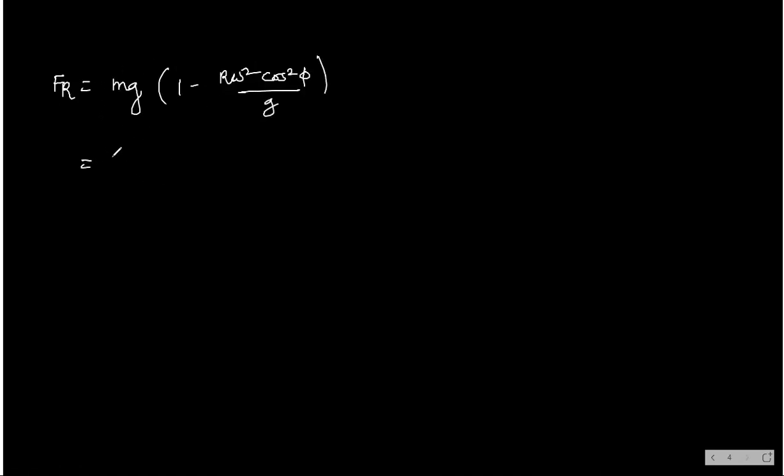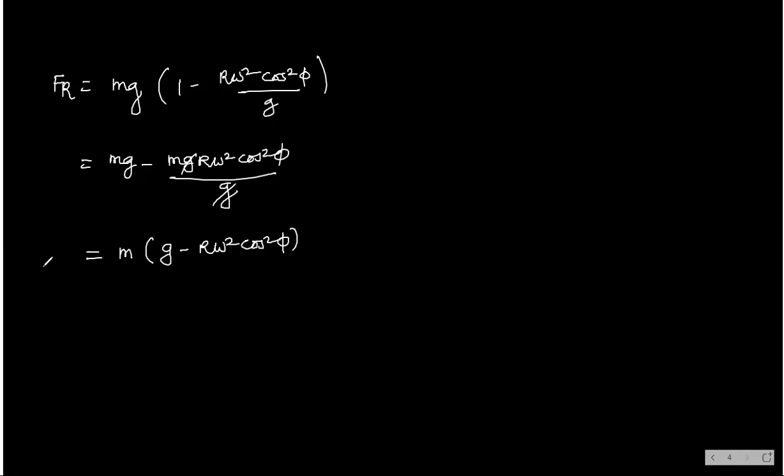What we are getting, you see, mg minus mg r omega square cos square phi divided by g. Yes, no? Check. So this g and this g will get cancelled. And if again I am taking m common, what you are getting? g minus r omega square cos square phi. And this is what? Fr.